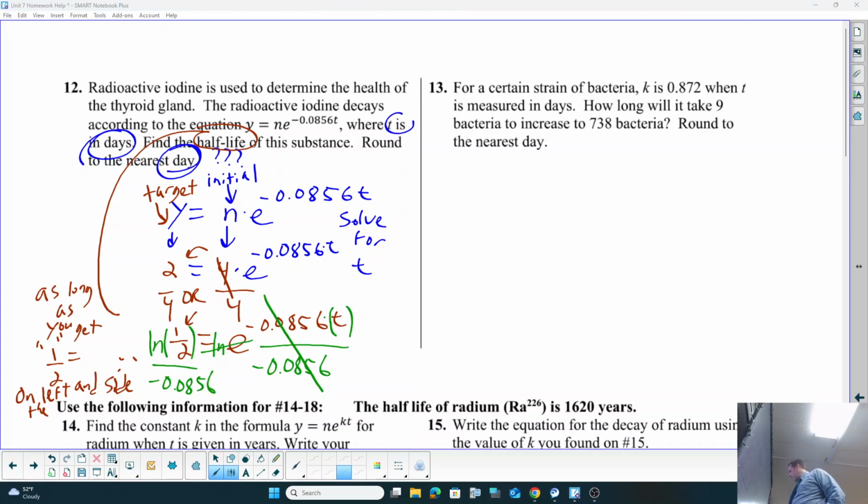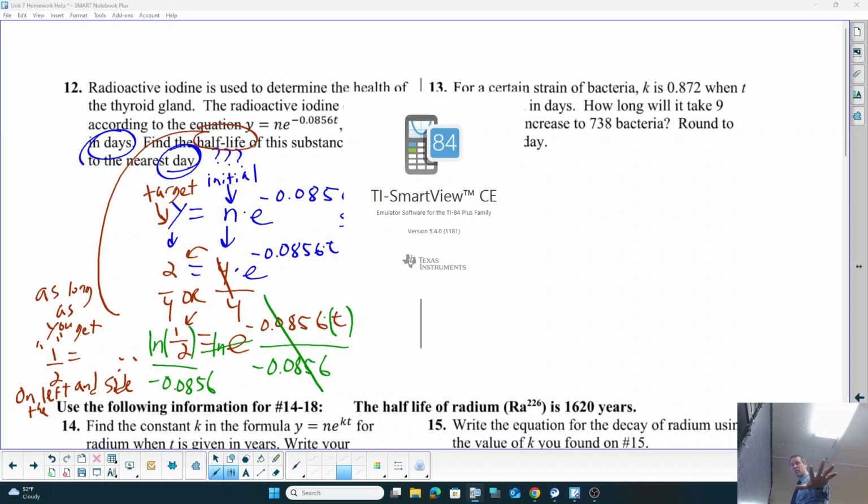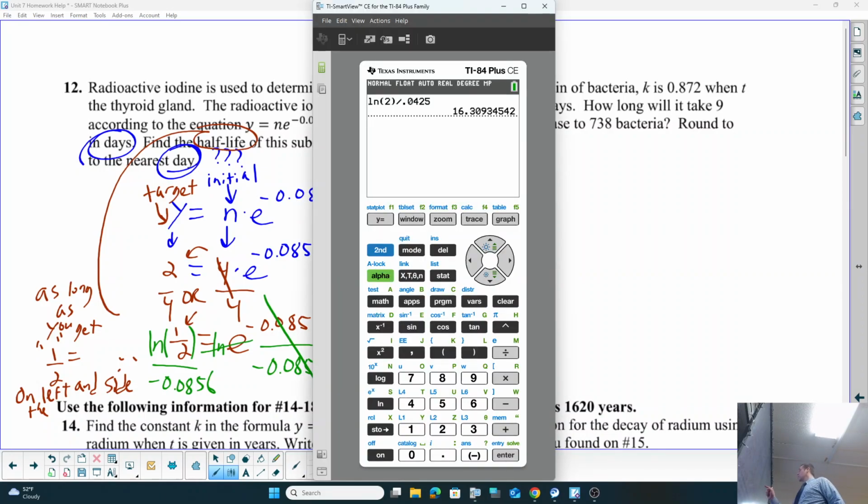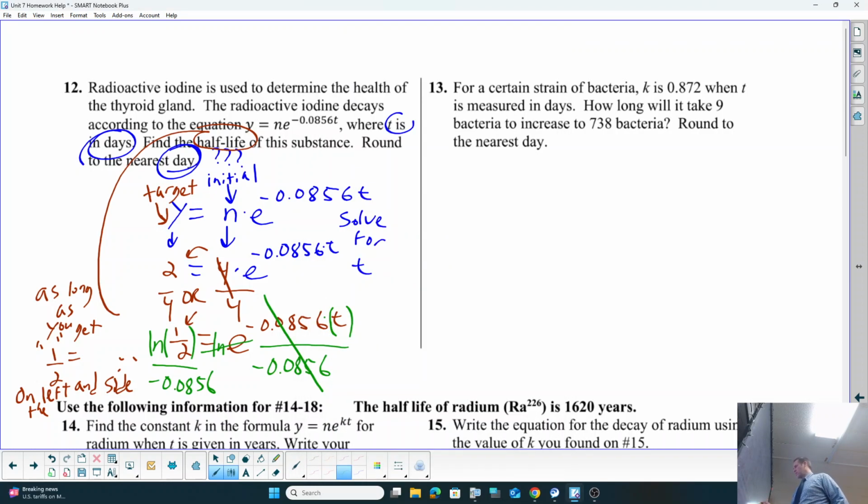When you plug that into your calculator, you should get about 8.1. Let's take a look. We do ln of a half divided by negative 0.0856, so we get 8.0975. So t is equal to 8.0975, which is approximately 8 days. 8 days is our answer, because it's the nearest day. Cool. So give number 13 a try now.